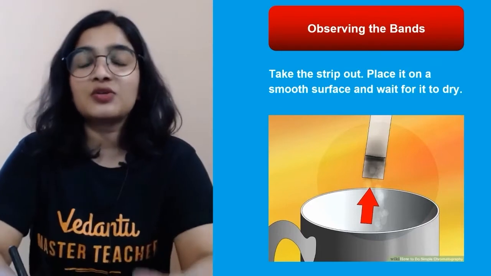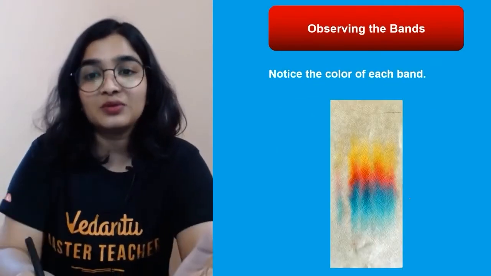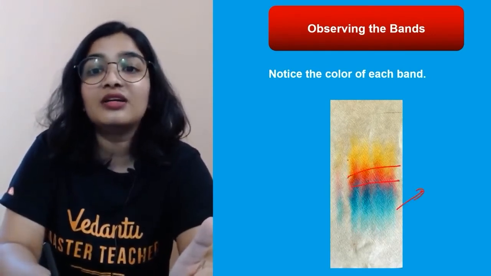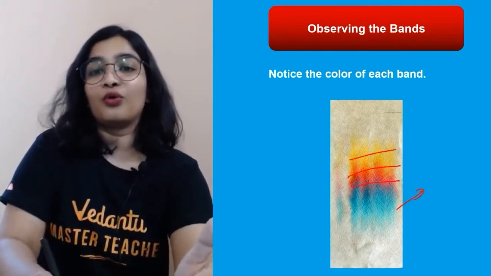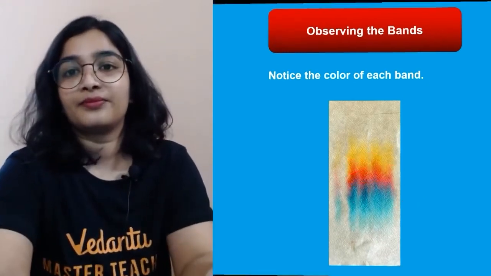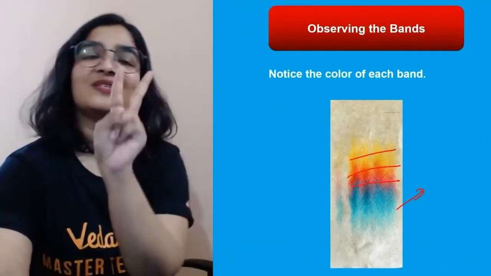Take the strip out, place it on a smooth surface, and wait for it to dry. Now, can you see the color change? Now you will know there are almost four pigments: 1, 2, 3, 4. Notice it and let me know the results. This is your challenge number 2.